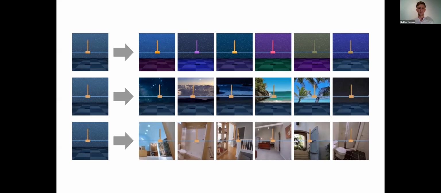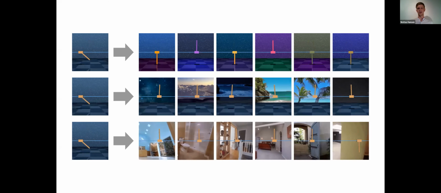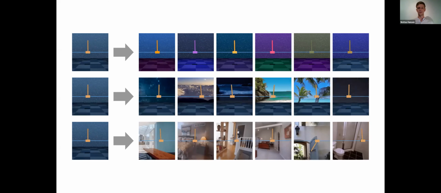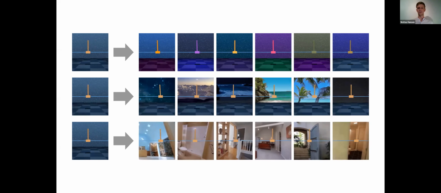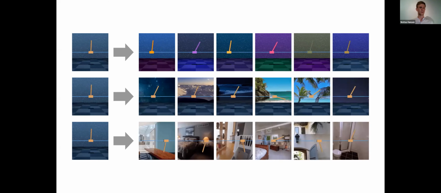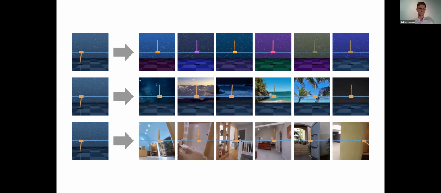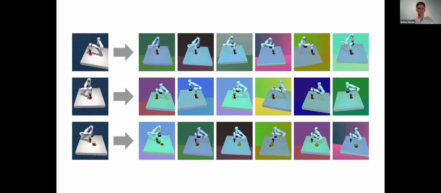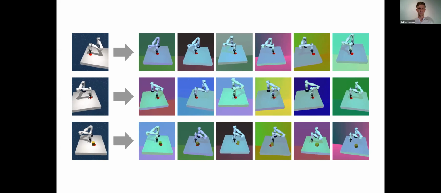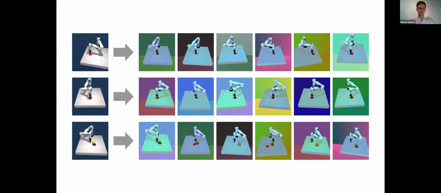So using strong data augmentation, our method is able to generalize to a wide variety of unseen environments with different distribution shifts, even when we only train it with a fixed environment, which is shown to the left. We evaluate our method on a total of 6 tasks from the DeepMind control suite, as well as 3 robotic manipulation tasks shown here.